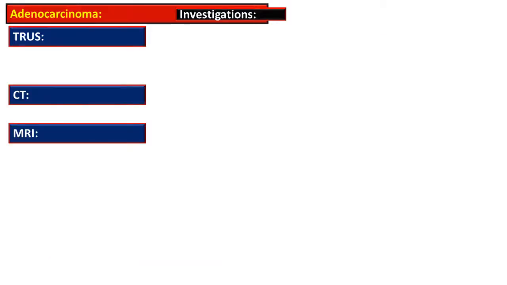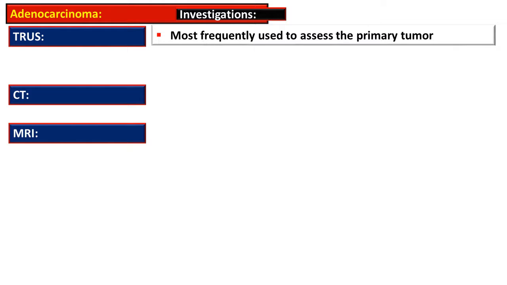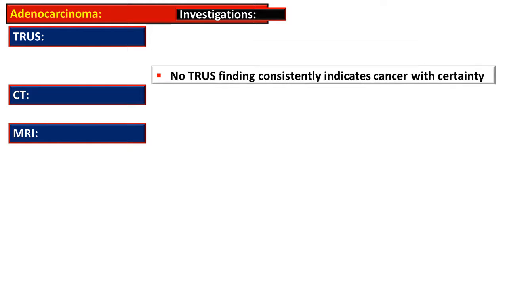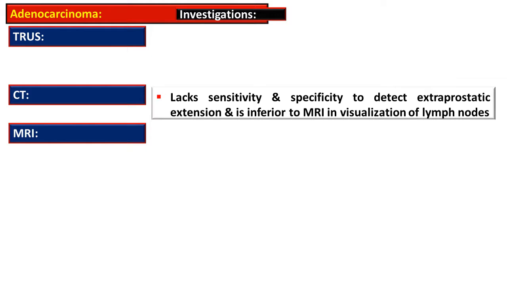The imaging techniques that are used in the diagnosis and progression of this prostatic carcinoma, one is transrectal ultrasound, and this is frequently used to assess the primary tumor, and especially it is used to direct prostatic biopsies. This transrectal ultrasound is not used for staging, but no transrectal ultrasound finding consistently indicates cancer with certainty.